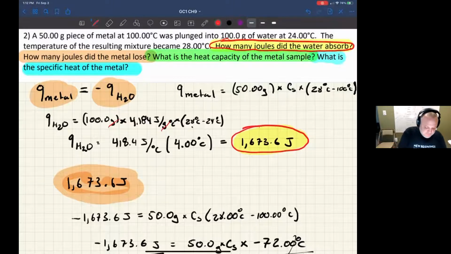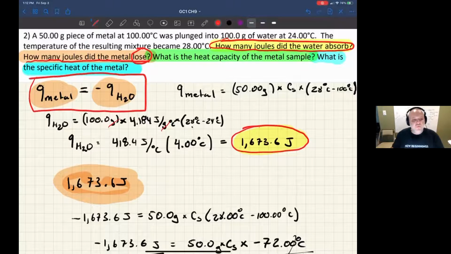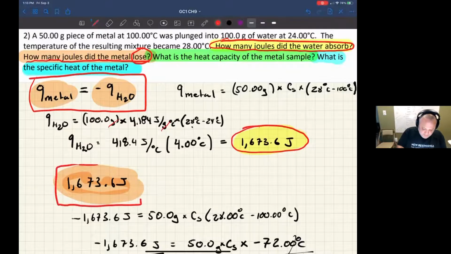Now, how many joules did the metal lose? Now, we know that the value of the heat is equal and opposite in sign, but the word lose already implies the sign. So when I write the answer to this problem, I say that the metal lost that much energy. I don't say that it lost a negative amount of energy. Now then, I've got how many joules the water absorbed and how many joules the metal lost, because they're the same.